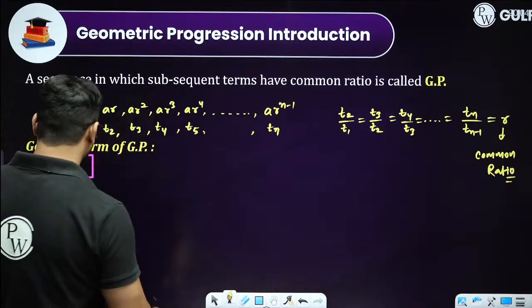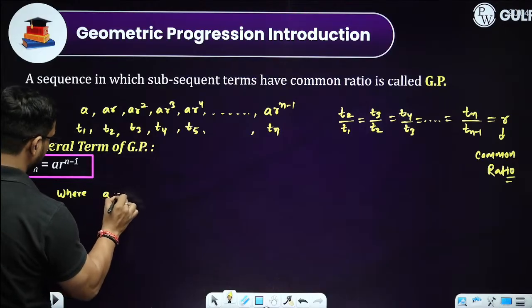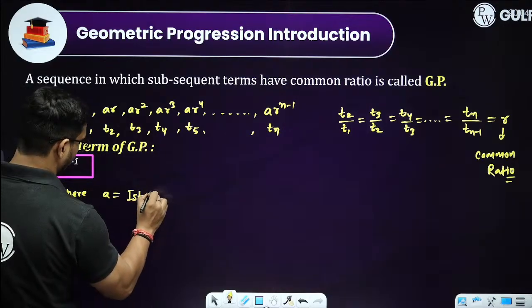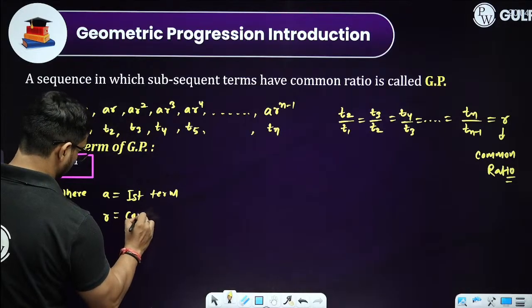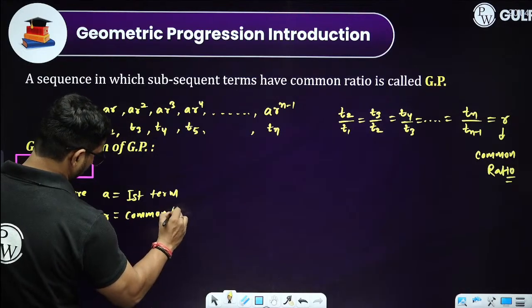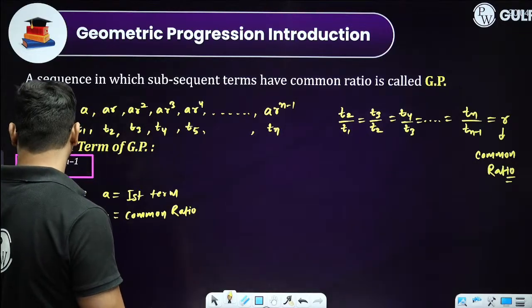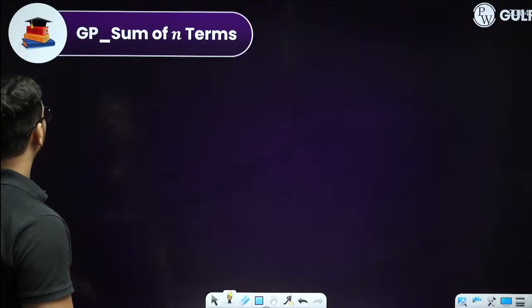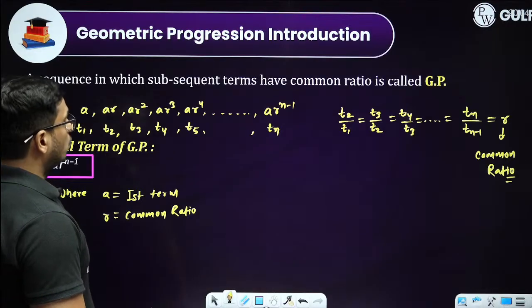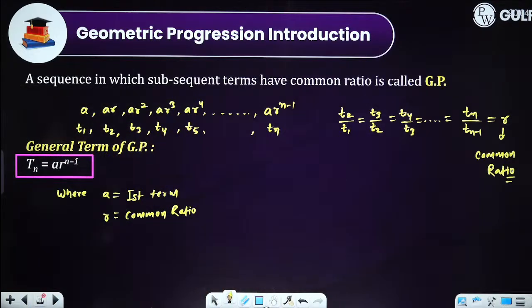Where A is the first term and R is the common ratio. Okay, and we all know. Is it clear? Okay. Now let's talk about some questions. Let me give you a question related to it.